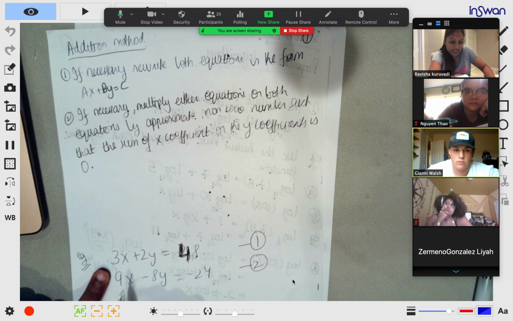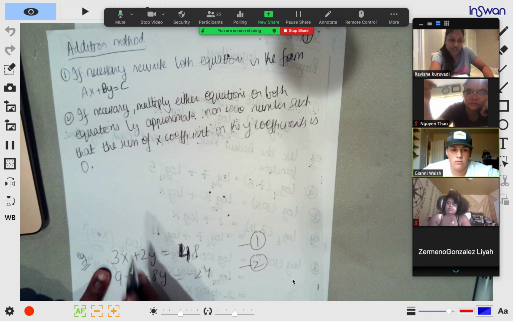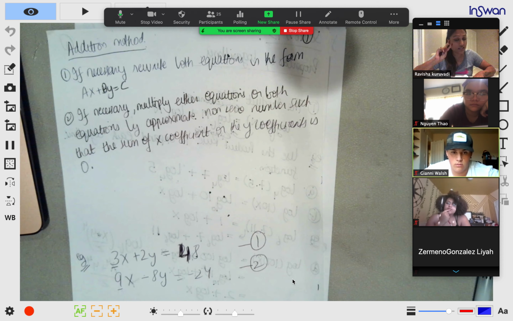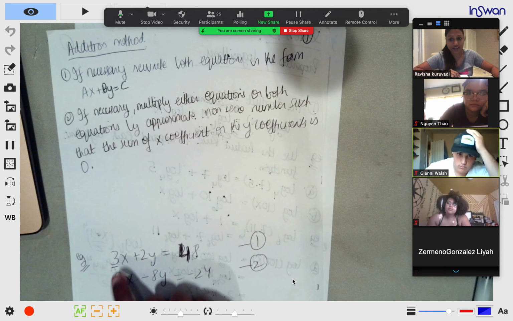Okay, so he said he wants to eliminate x. Here the constant in front of x is 3. Here the constant in front of x is 9. I want to make them the same number with opposite signs. So if it's here 8, I want here negative 8.